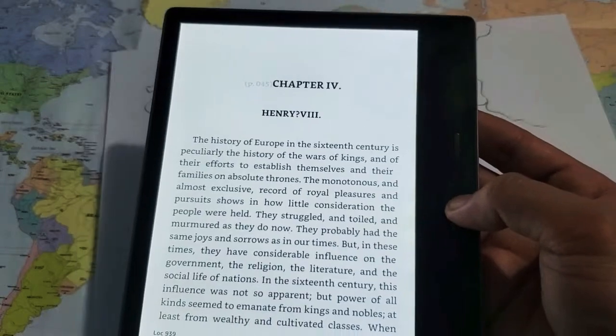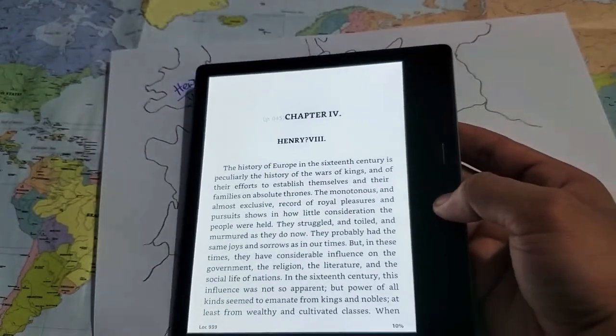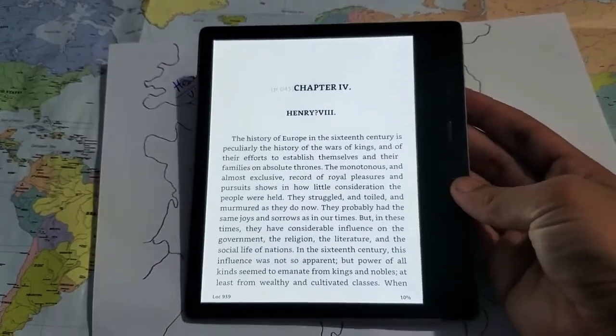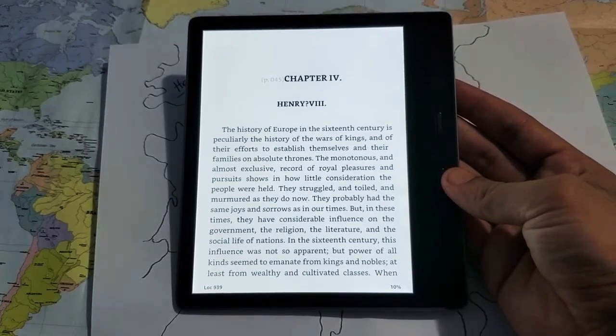The next chapter will be on Henry VIII, and it is quite delightful because England is a very interesting history of its own.